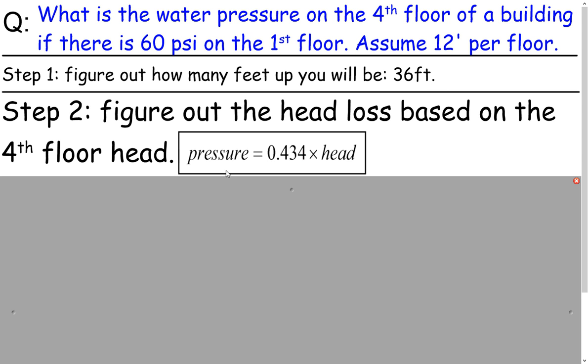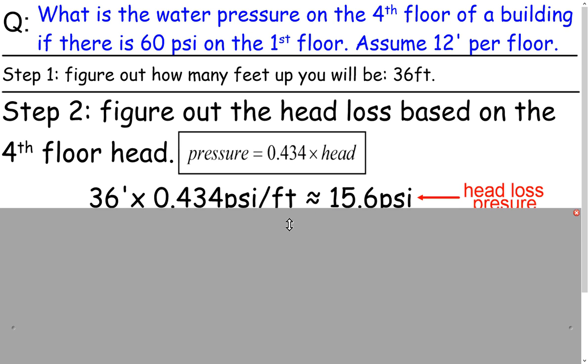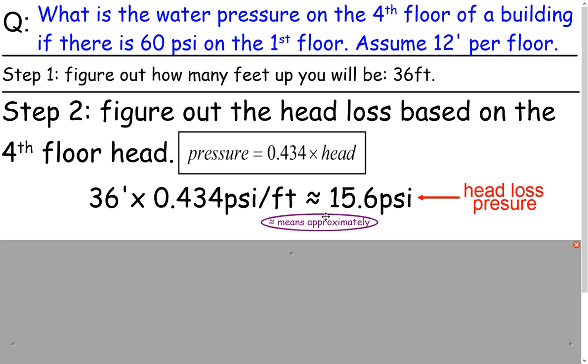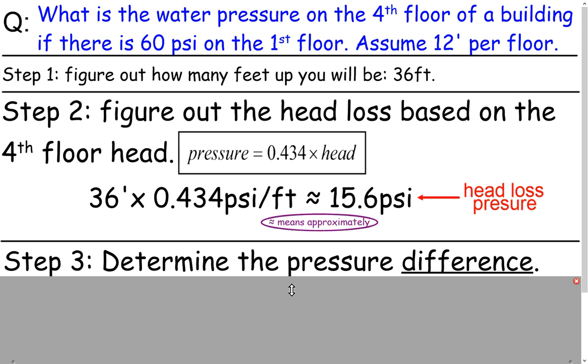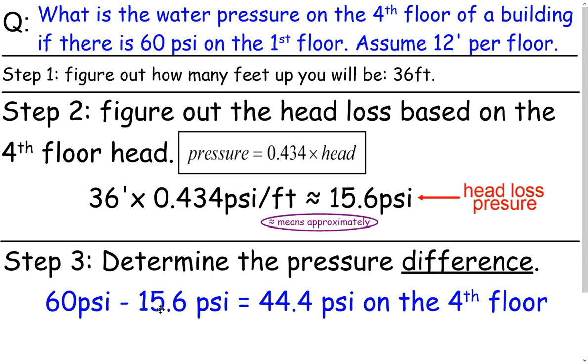To find the pressure loss at the 4th floor, we're going to do 0.434 times the head, and we're going to have 15.6 psi, and that's the loss due to that height. Then we're going to take our 60 psi and determine the pressure difference. Take our 60 psi and subtract the 15.6, that's the loss, and we end up with 44.4 psi on the 4th floor. So you lose psi every time you're lifting the water up floors, and you end up with 44.4 psi on the 4th floor. I hope this video has helped you understand water pressure and head a little bit more, and you'll be successful with this subject.